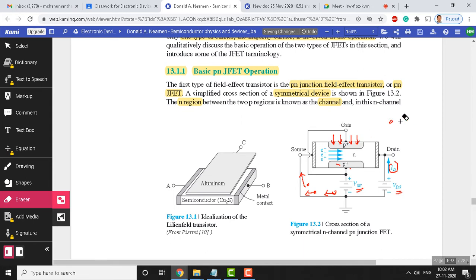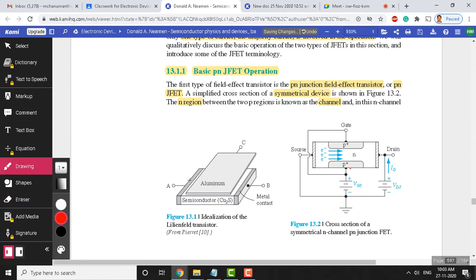Look at this diagram. This shows you the cross sectional view of a symmetrical JFET, a PN junction JFET here. As I told you, it is the first JFET manufactured using these PN junction concepts. All right. Now, let us see how this device works.